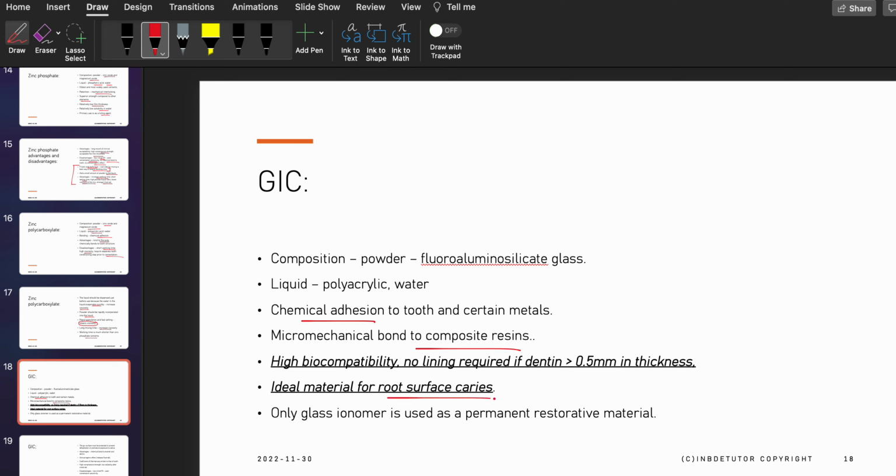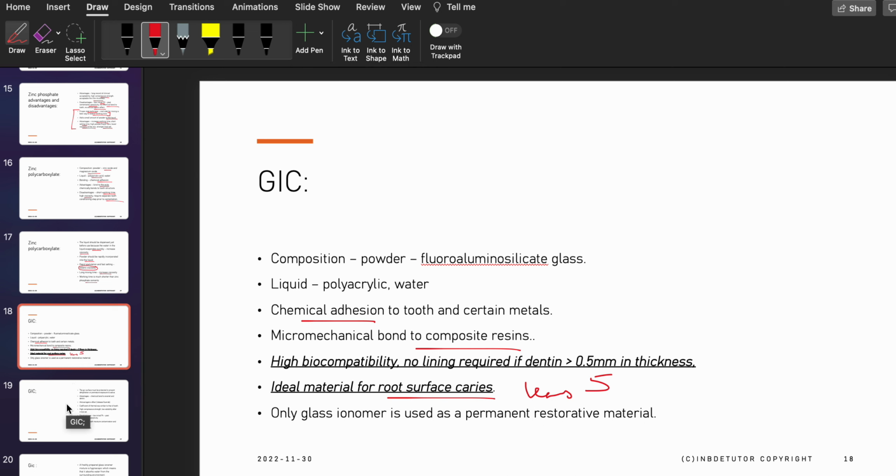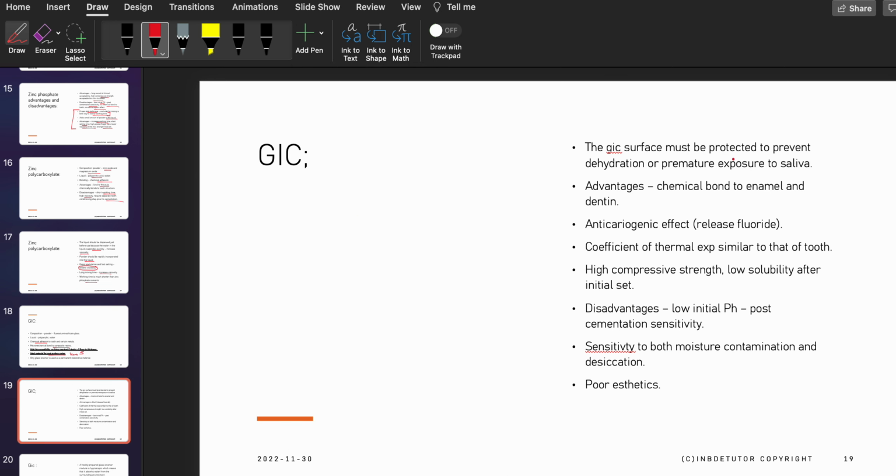Ideal material for root surface caries, which is class 5. Only glass ionomer cement is used as a permanent restorative material in class 5 restorations. So the GIC surface must be protected to prevent dehydration or premature exposure to the saliva. So whenever you are putting the GIC, you have to protect it so that it does not get exposed to the saliva.